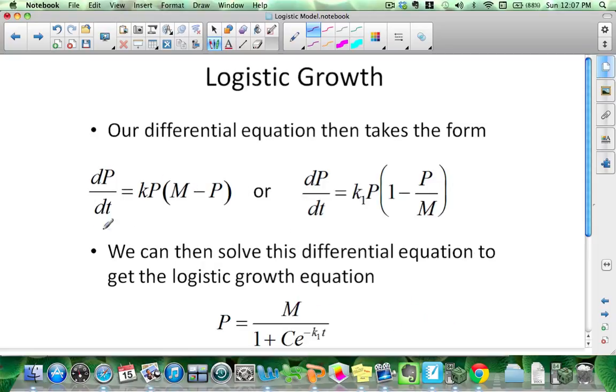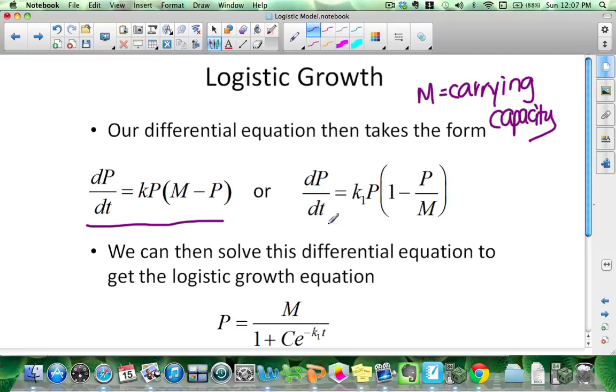All right, so like I said, that gives us dP/dt is equal to K times P times (M minus P). Or sometimes they factor out an M. M is a constant, right? It is the carrying capacity. And they factor out that M and lump it in with this constant. If I factor M out of here, I get 1. If I divide this by M, I get P over M. All right, so these are two different ways to write the same differential equation.